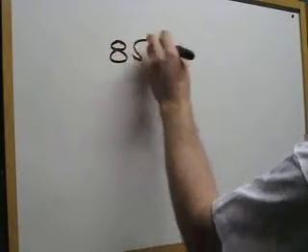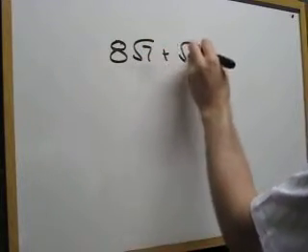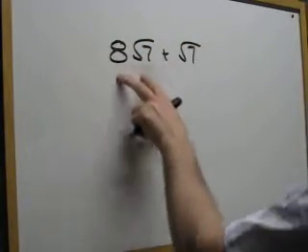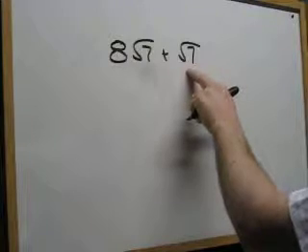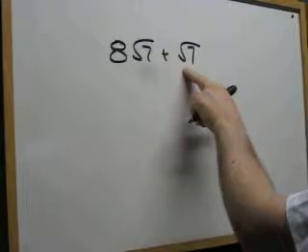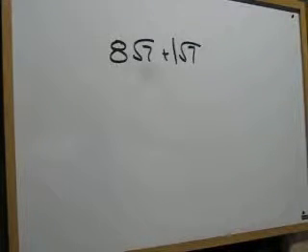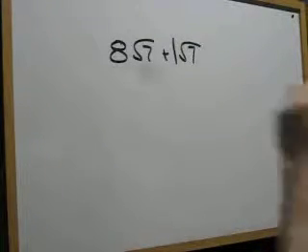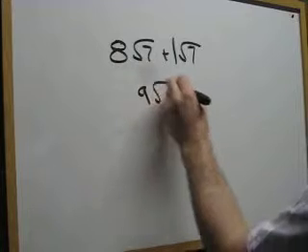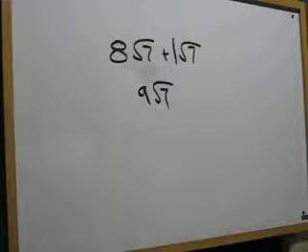Let's look at number 7 though real quick, because that one's just a slight bit different. We've got an 8 square root of 7 plus a square root of 7. Well, how many of these square roots of 7 do we have? We have 1. So there's an understood 1 in front of that square root of 7. So when we add these, we get 9 square root of 7 there.